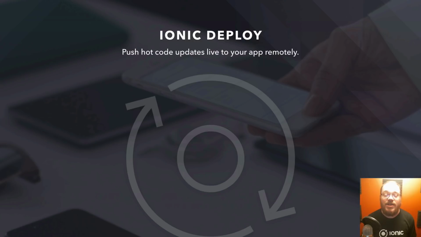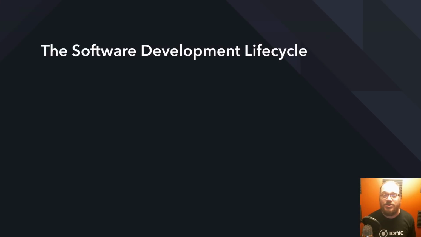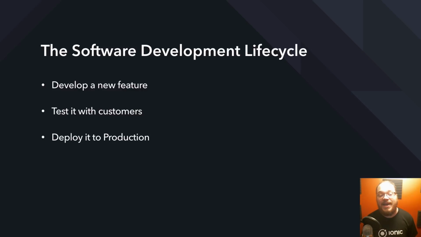Now, before we dive in, I wanted to talk a little bit about the traditional software development lifecycle that you use for any software development, not just mobile. First off, you're developing a new feature or you're fixing a bug that you want to get out into the public. Then you're testing it with customers. Maybe you're using something like Ionic View. Then you're deploying that into production. You're getting it live. You're getting it into your users' hands. And after that, you're monitoring for errors.